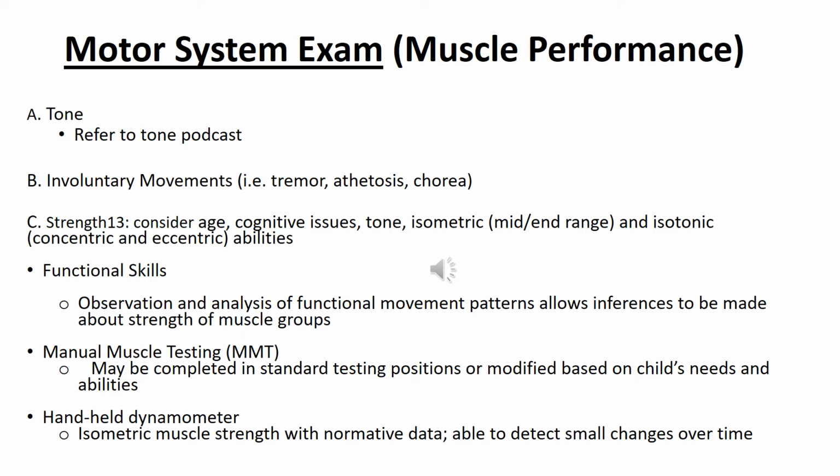So examining strength in a functional way just really requires the therapist being in keen observation of what that child is doing and then drawing those inferences later. The disadvantage to this approach, of course, is that you're not targeting one muscle group at a time, and you may have to make inferences about muscles surrounding a joint or more than one muscle that contributes to that motion. But it is a good way to examine strength in the pediatric population and make those inferences and then go from there with additional tests and measures.